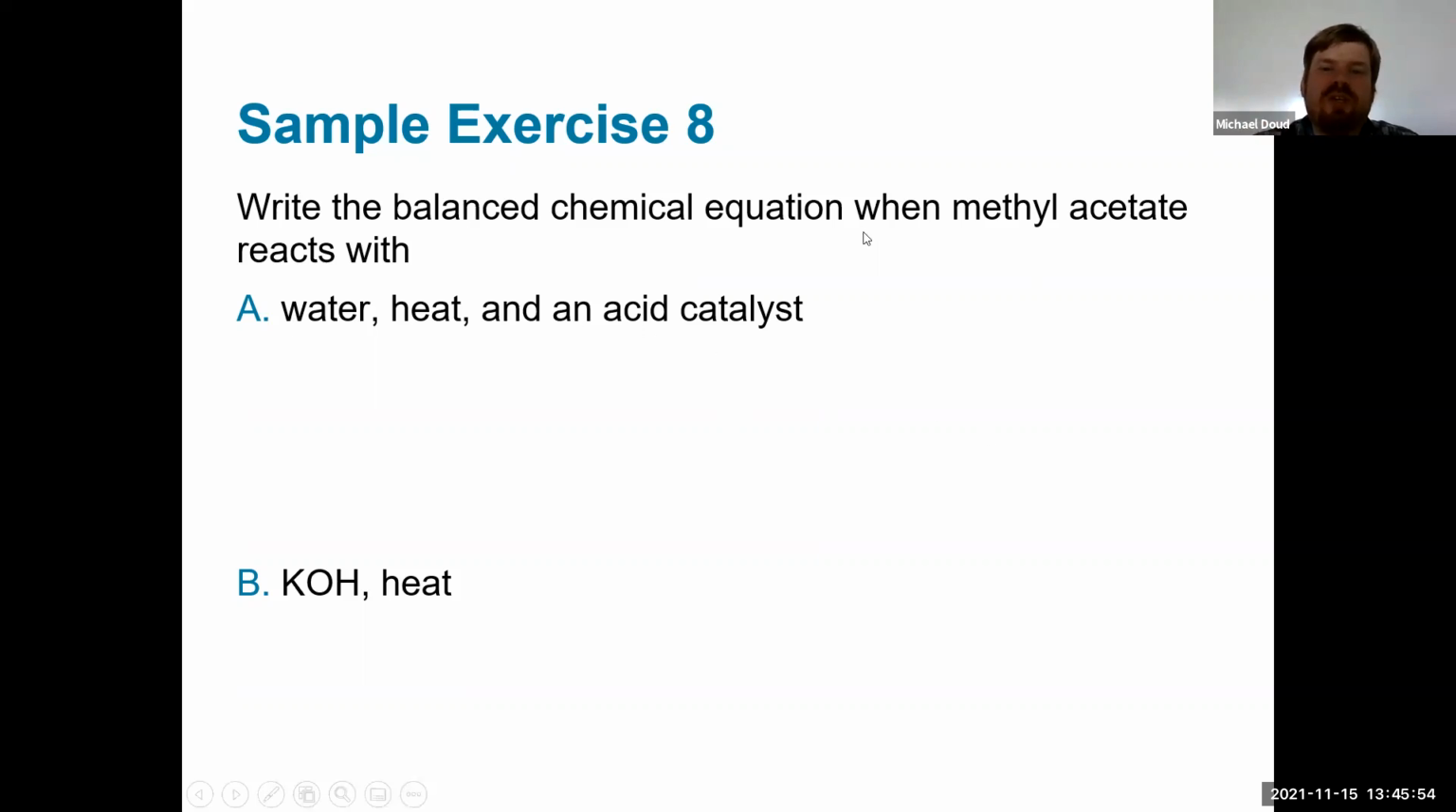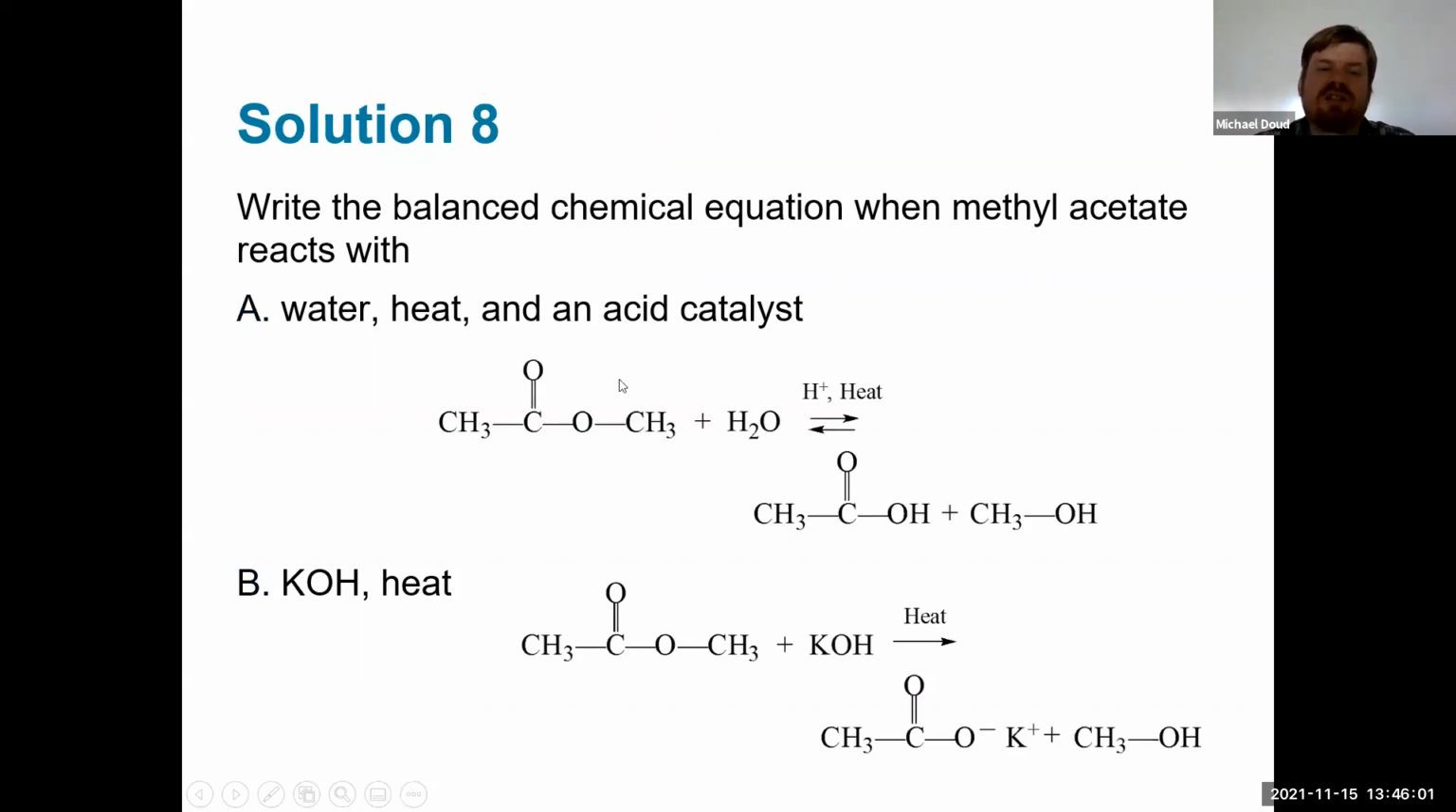So first up, when you take an ester and react it with water, heat, and an acid catalyst, that is acid hydrolysis. That's where this ester is going to split up into its constituent carboxylic acid and alcohol. In this case, acetate, which is ethanoate, right? That's the 2-carbon carboxylic acid. The methyl part here becomes the methanol as part of the products.